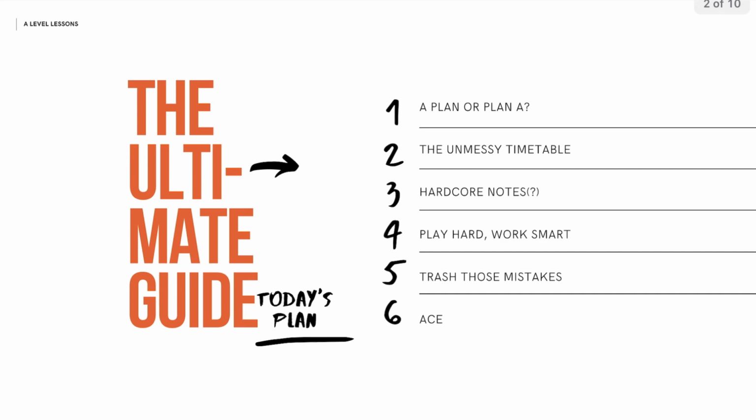Today's plan, we're going to go through 6 different areas. First, do we need a plan, or Plan A? Secondly, we have the Unmessy Timetable, followed by hardcore notes, play hard, work smart, trash those mistakes, and lastly, how do we ace?